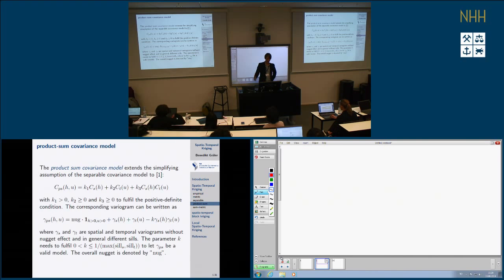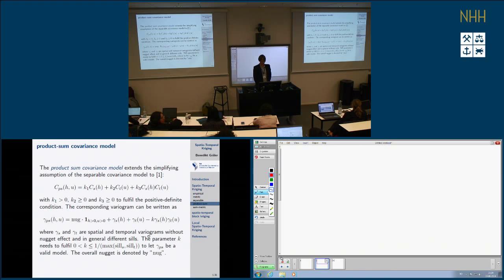In terms of modeling, the next complicated step is the product sum model, where you have a spatial component, a temporal component, and the product of both. So we have a bit more spatial-temporal interaction here. We have a set of new parameters to make sure this is a valid covariance function with certain conditions, and these parameters can be traced back to the sill over space and time. So there's some algebra behind it.